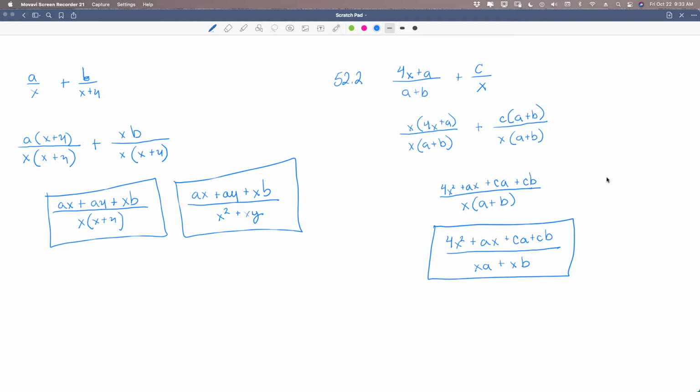All right, so if you did all the distribution that you could do, once you found your common denominator and did your multiplication, you should have gotten this as your answer right here.